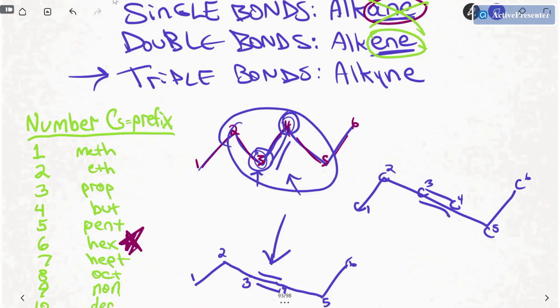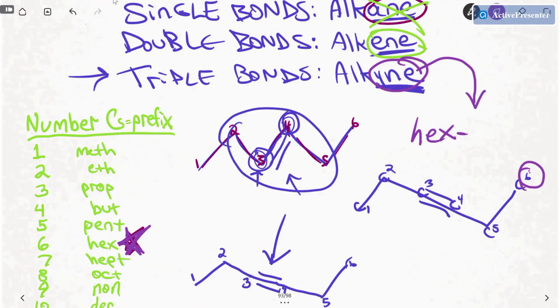And the ending of the triple bonds is -yne, Y-N-E. So this would be called an alkyne. An alkyne is a hydrocarbon with a triple bond in it. In this case, it has 6 carbons, so we're still in the hex prefix, because hex stands for the 6 carbons, so hex is the prefix, but it has a triple bond. So for the triple bond, we would give it a -yne, Y-N-E suffix. So hexyne.